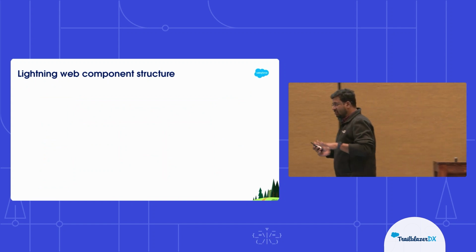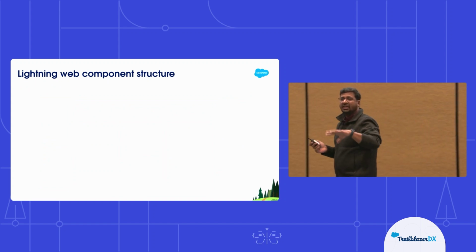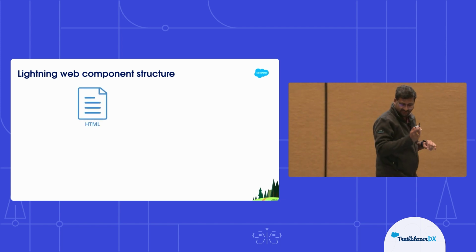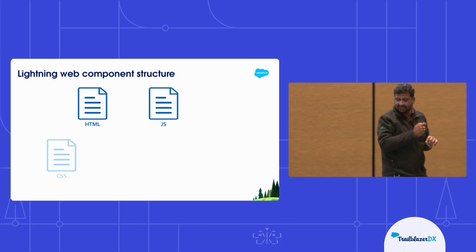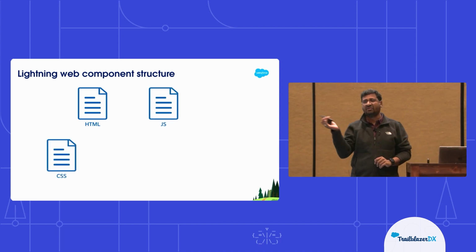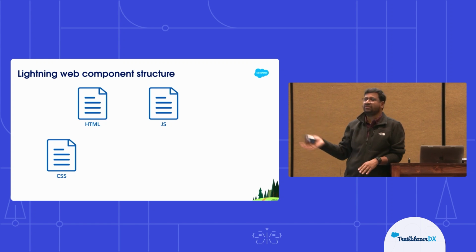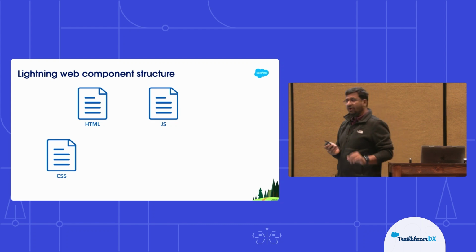Now we understand the basic concepts. What does a Lightning web component, the element that we are going to create, contain? It contains an HTML file, a JavaScript file, and a CSS file, just like in any other web technologies. Maybe you are building a page in some other technology; you use the same HTML, JavaScript, and CSS. If you are building something in Lightning web components, you are going to use the same thing: HTML, JavaScript, and CSS. Now, what is the difference?